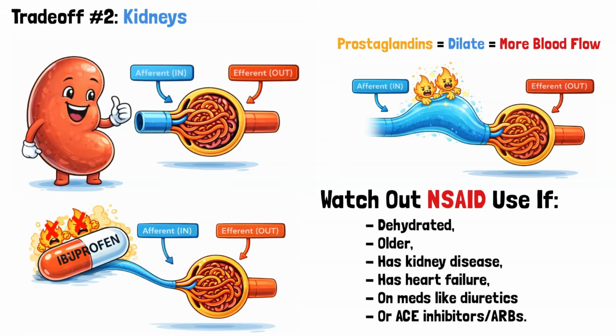Okay. So this is why NSAIDs can be risky when someone is dehydrated. That means they don't have a lot of volume to filter. If a patient is older, typically your kidney function declines with age. If a patient has kidney disease, NSAIDs are probably not the best bet. And also if a patient has heart failure, because you already have a circulation issue. Because with heart failure, you don't pump blood through your heart as efficiently as someone that doesn't have heart failure.